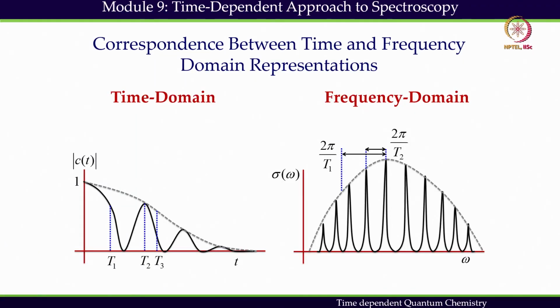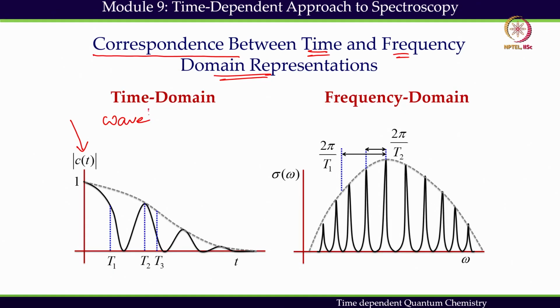What we are seeing is that there is a close correspondence between the time and frequency domain representation. So we'll look at this. In the time domain, what is important to know is the correlation function. So this is a typical example of a wave packet correlation function. Do not expect that this is the way the correlation function will always work. This is just one example of a correlation function.